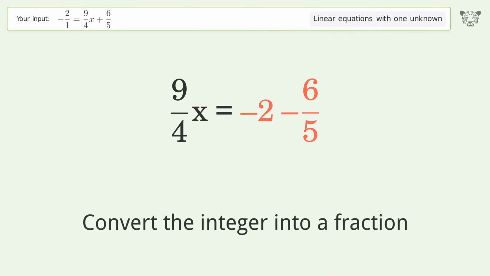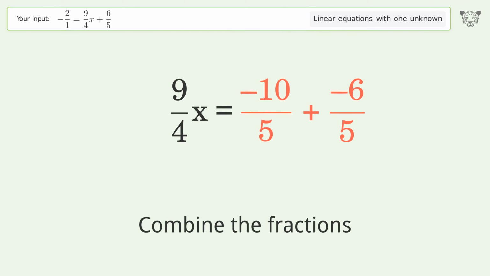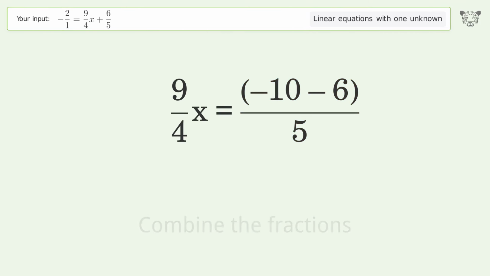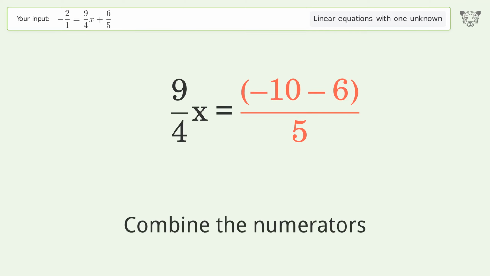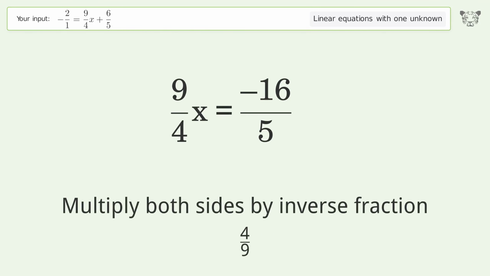Convert the integer into a fraction. Combine the fractions. Combine the numerators. Isolate the x. Multiply both sides by inverse fraction 4 over 9.